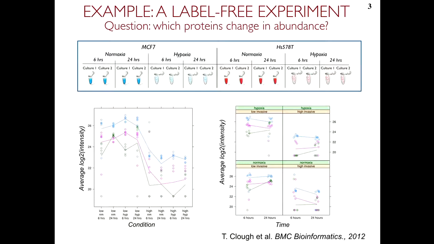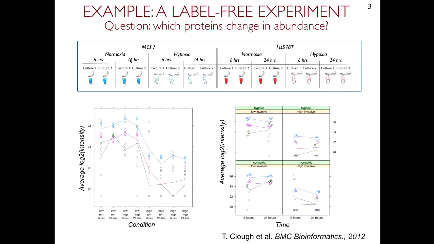So this is an example which was a collaboration with the Aebersold lab a while ago, where our collaborator was interested in comparing protein abundances in 2 types of cell lines. So it was breast cancer cell lines, low and high invasive. And then each type of cell line was exposed to oxygen, normal oxygen or low oxygen, and then the duration of exposure was 6 hours or 24 hours.